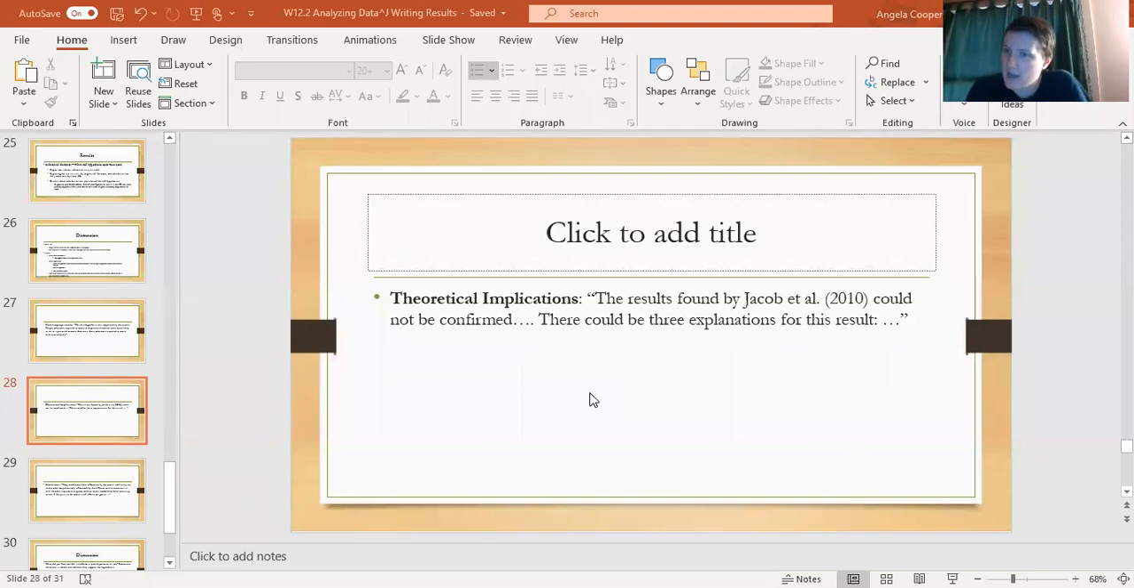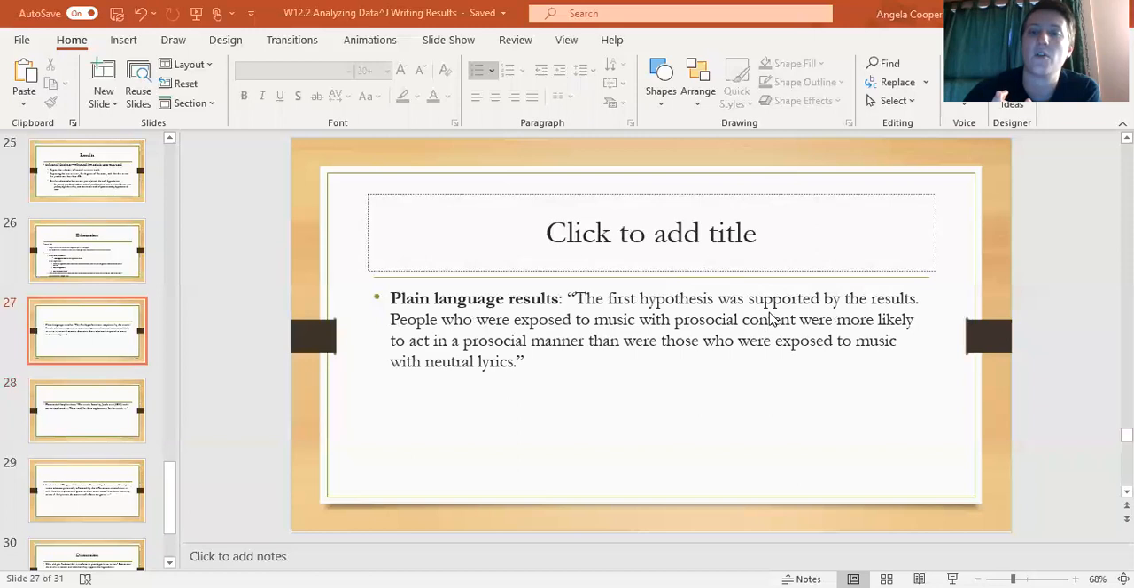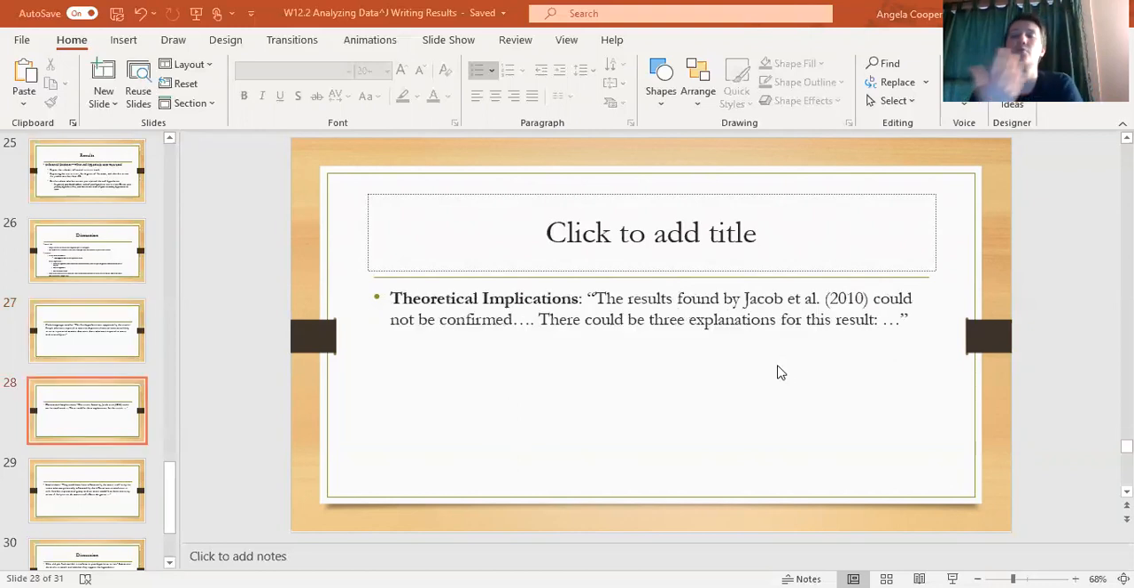So the theoretical implications: this is where you're going to be looking at your previous articles in your introduction and comparing. What was the difference between your results and previous research? Did you both find statistical significance? If so, why do you think that is? If not, why do you think that is? So I talked about, for this previous example, people exposed to music with pro-social content were more likely to act in a pro-social manner than those exposed to neutral music.